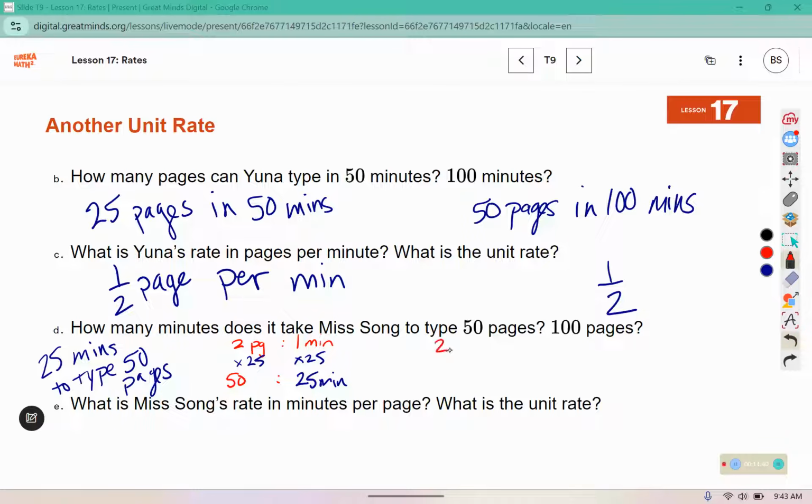If we wanted 100 pages, we would multiply 2 by 50. And we need to do 1 times 50 as well. So it would take her 50 minutes to type 100 pages.